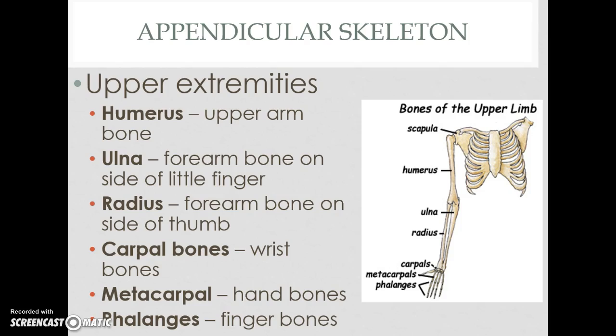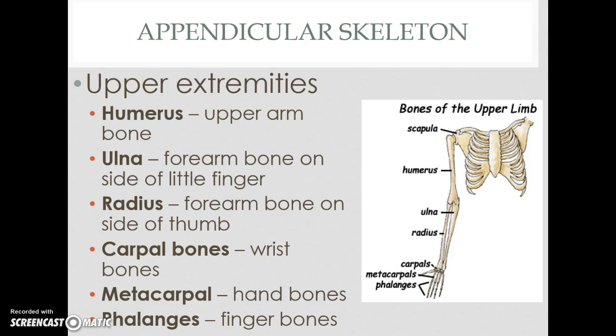The upper extremities. You have the humerus. That's the upper arm bone, the ulna, the forearm bone on the side of the little finger. The radius, the forearm bone on the thumb side. You can think of this as the thumb radiates. You can move the thumb in a radiation motion, so the radius. Think of your anatomical position with the thumbs being out.